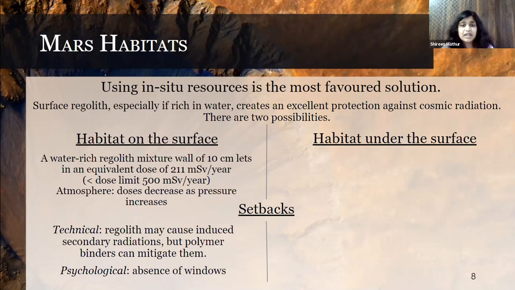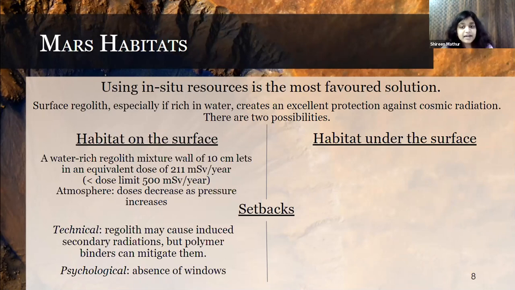So to counter that, we can add polymer binders to this mixture, and it will be the best solution. Now there can be some psychological problems in this habitat, because we humans are used to having windows in our houses. Since Mars has radiation and a very thin atmosphere, it won't be possible to have windows in our habitat while on the surface.